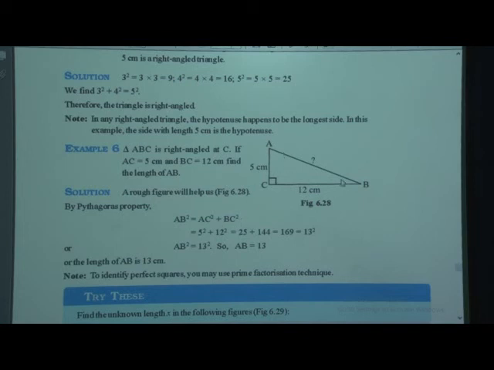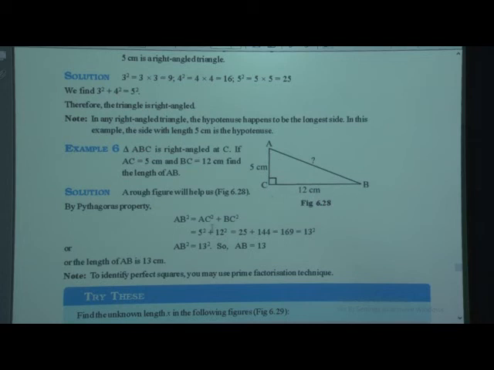So I had written that one of the sides is given, AC is 5 cm, then BC is given as 12 cm, and we have to find out the hypotenuse. So there we have put the question mark. So what is the formula? You know very well now. AB square is equal to AC square plus BC square, or you can write CB square.